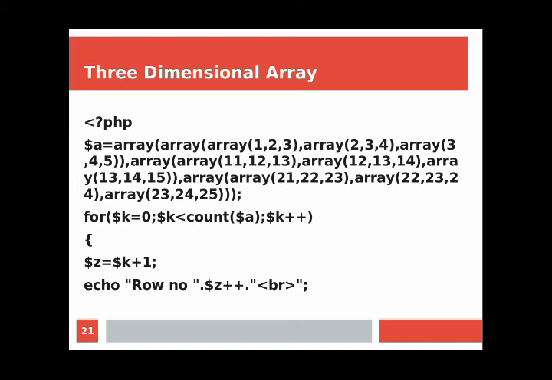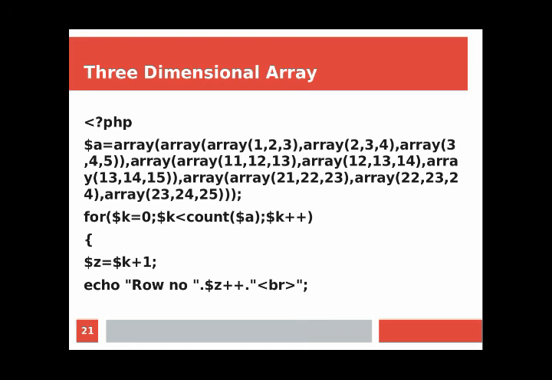4, 5. Then again array in array, the same, having three elements, that is 11, 12, 13. Again the second element, which is also itself an array, 12, 13, 14, and the third element again an array 13, 14, 15. And again the third element of the second array, which is also an array having three elements 21, 22, 23. Then the second element which is itself an array 22, 23, 24. And the third element which is also an array 23, 24, 25. Here we complete that $a is an array variable.